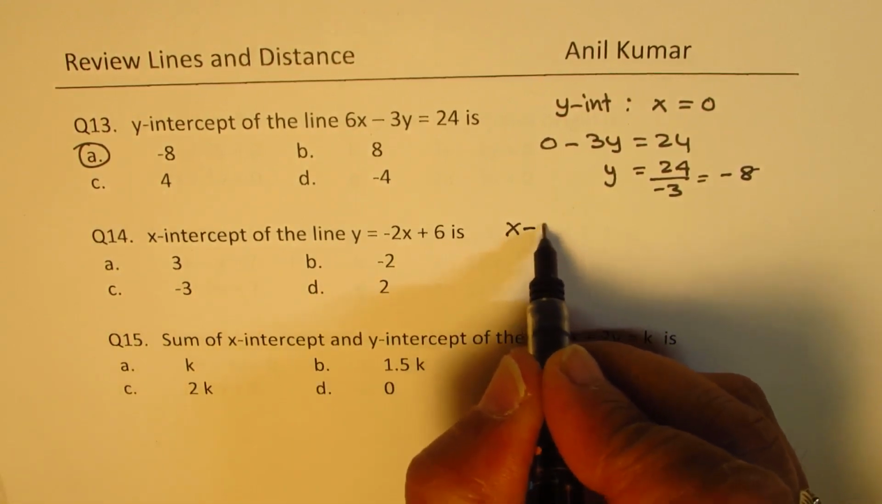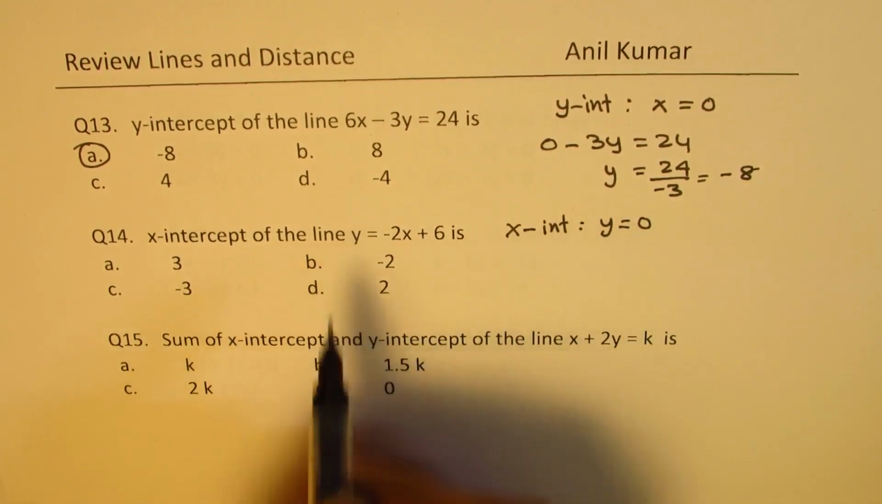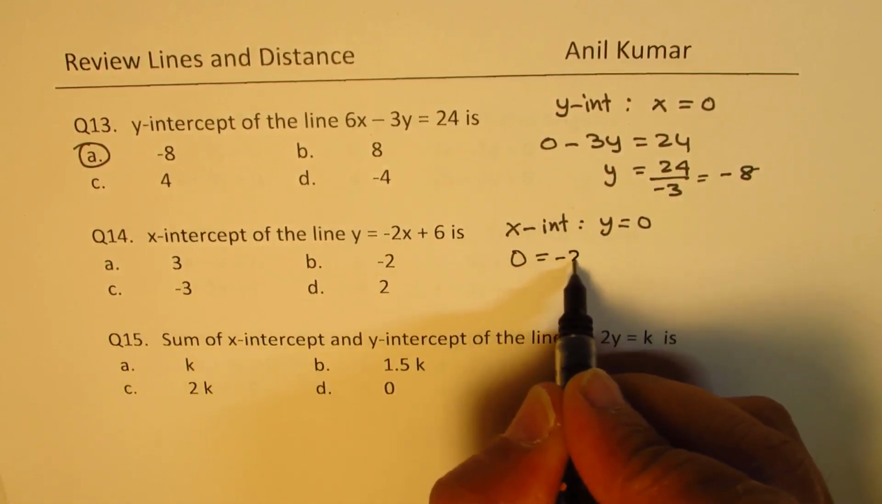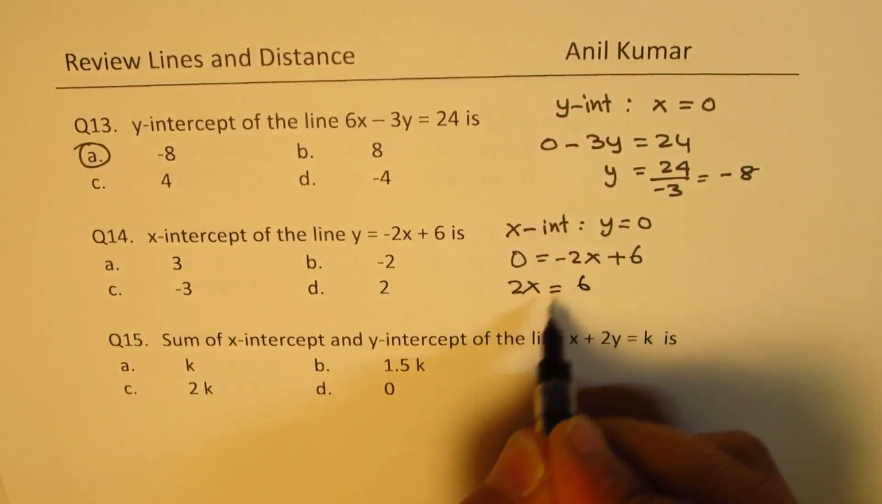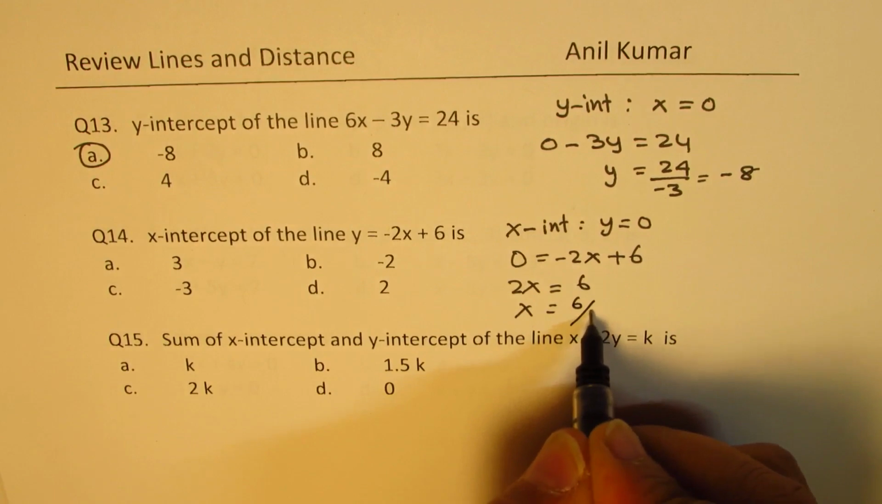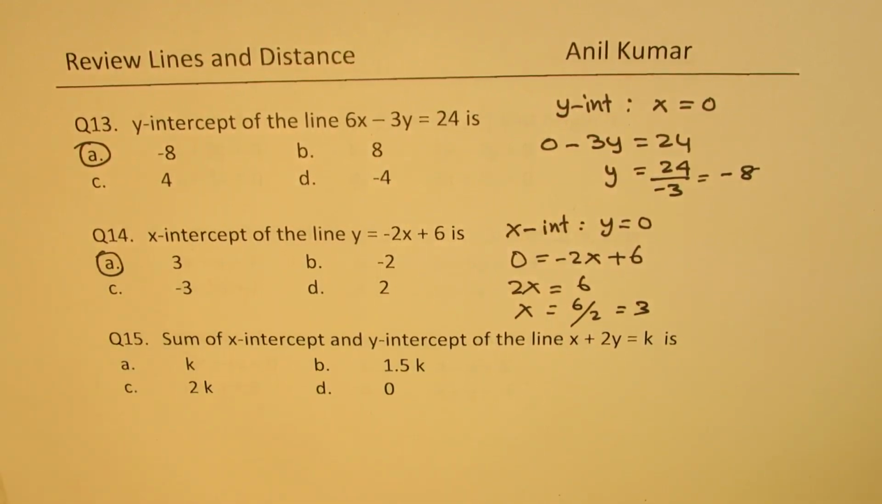X-intercept of this line is what? X-intercept means that y equals 0. Substitute 0 here. So we get 0 equals minus 2x plus 6. 2x equals 6. X equals 6 by 2, which is 3. So option A is the correct option.